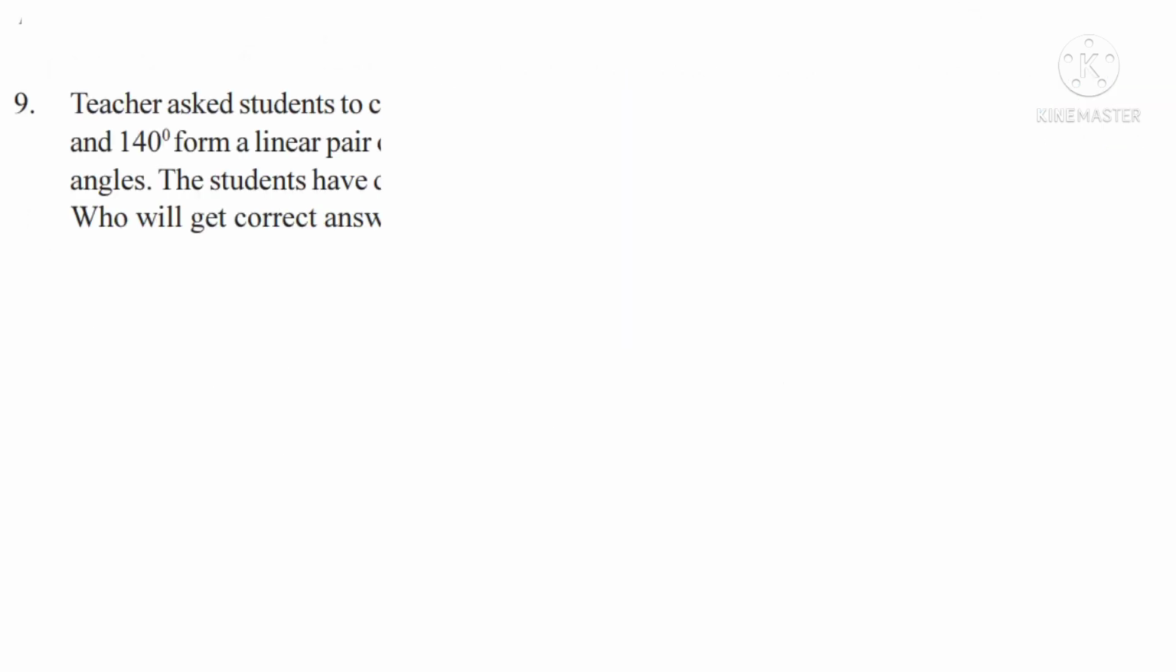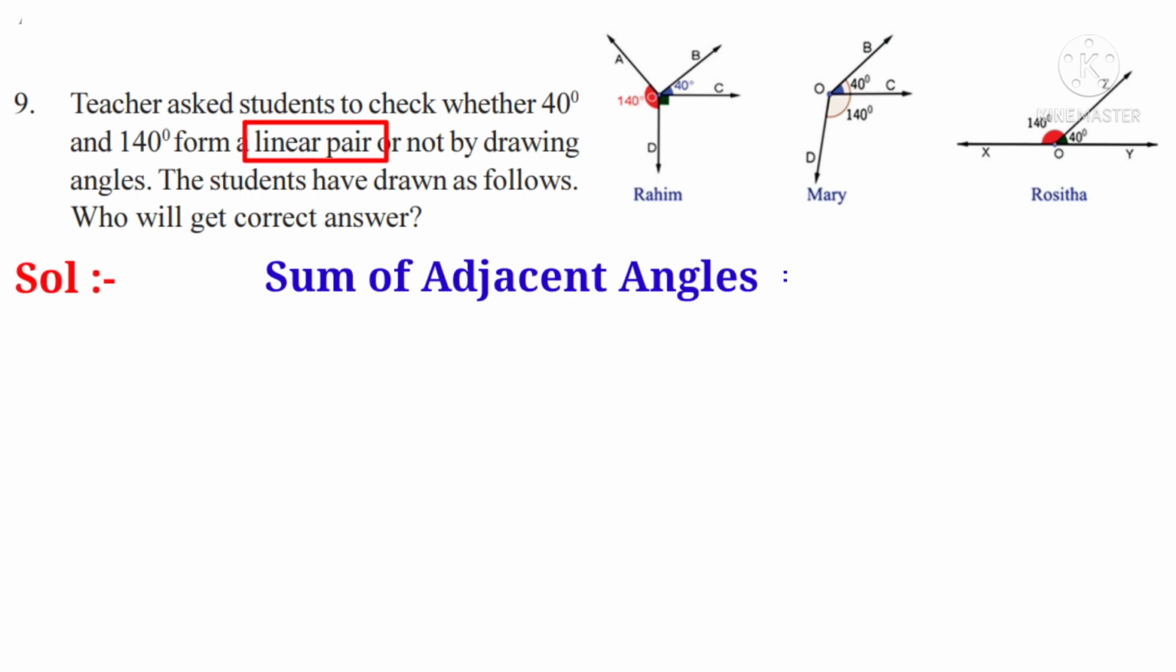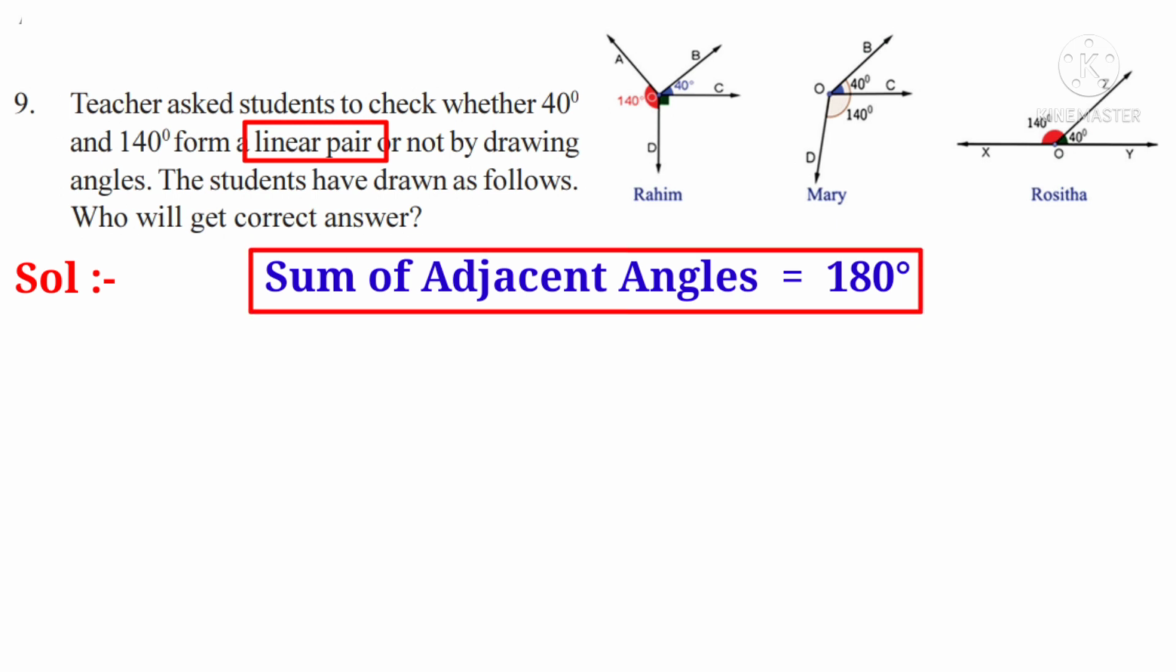Ninth problem. Teacher asked students to check whether 40 degrees and 140 degrees form a linear pair or not by drawing angles. The students have drawn as follows. Who will get the correct answer? Solution. Observe the word linear pair. That means the sum of adjacent angles is equal to 180 degrees. Angles 40 degrees and 140 degrees must be drawn on the same line.